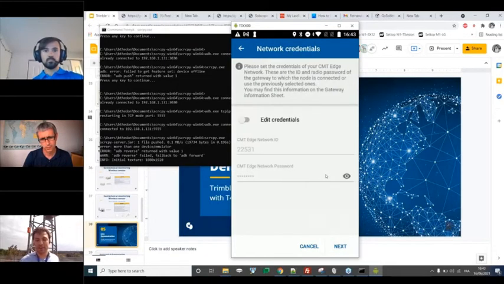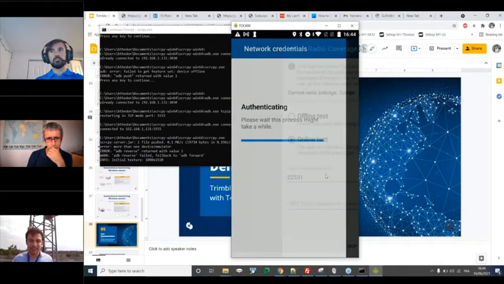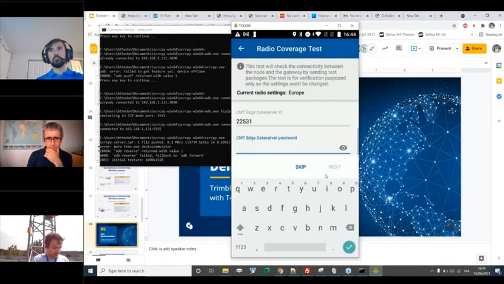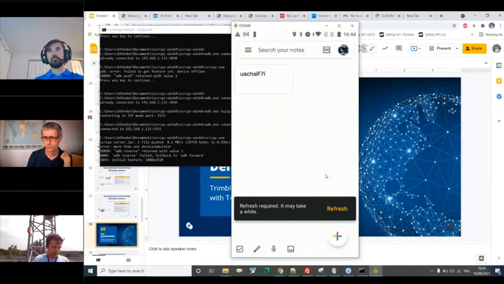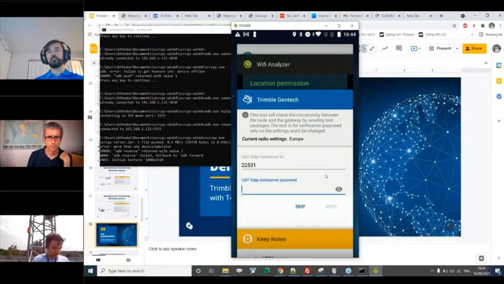Now I already configured it. I won't enter the password of my gateway, of course, but I already configured it. So you have to enter the ID of your gateway, which is on the side, and you have to enter the password provided when you buy the gateway. Next, it will try to authenticate to the gateway. Refresh, and then I can pass.